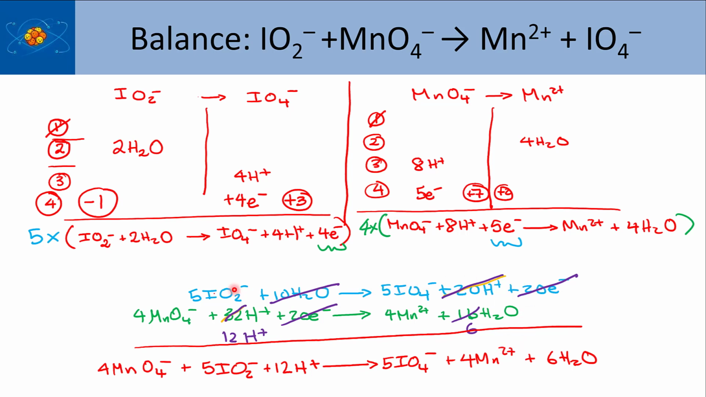This top reaction, you notice that there's electrons on the right. That's the loss of electrons. So this is my oxidation half reaction, and this is my reduction half reaction, because it's consuming electrons on the left-hand side. So a couple of things to remember when you do this.